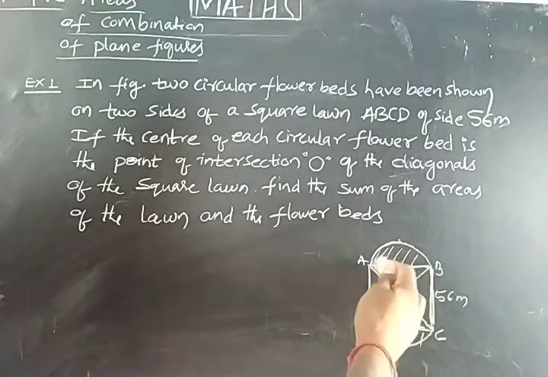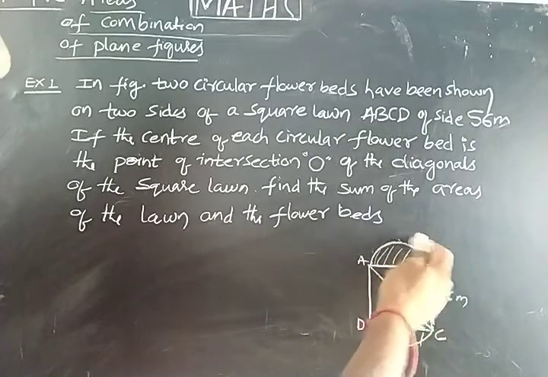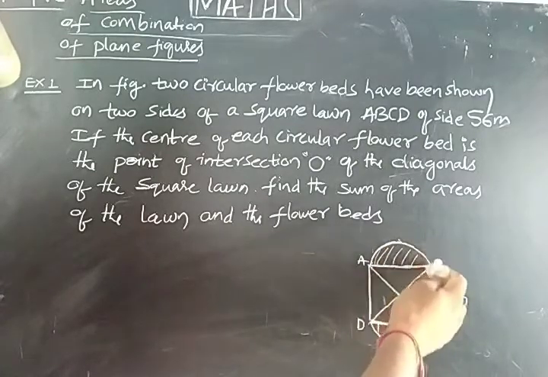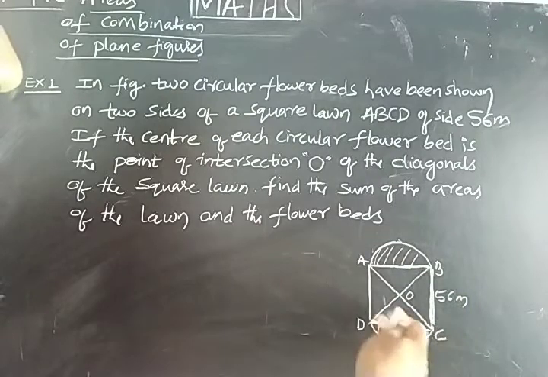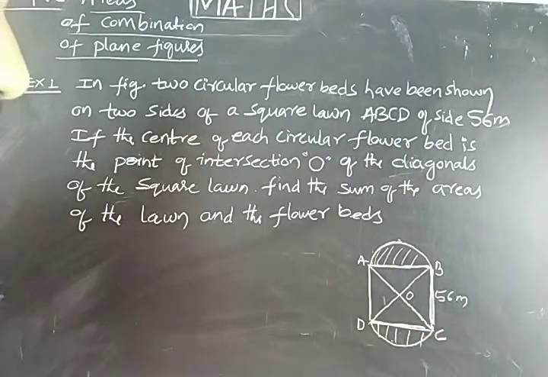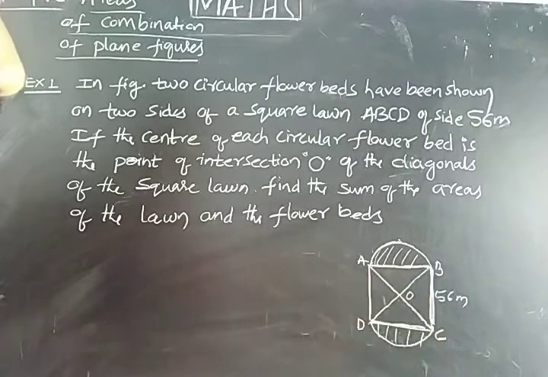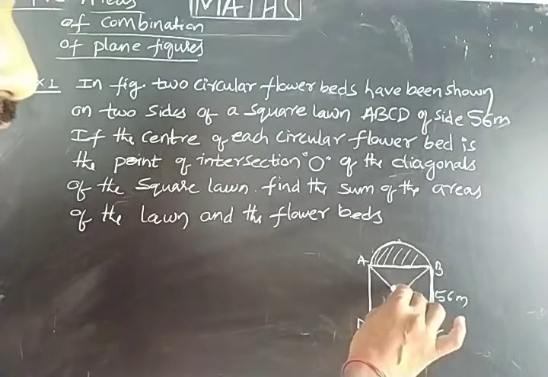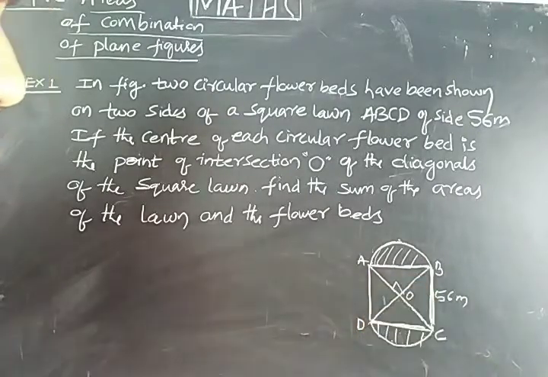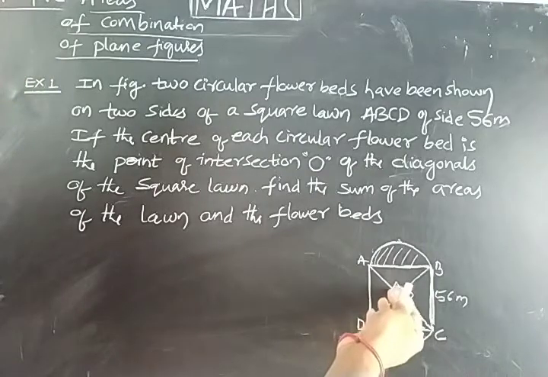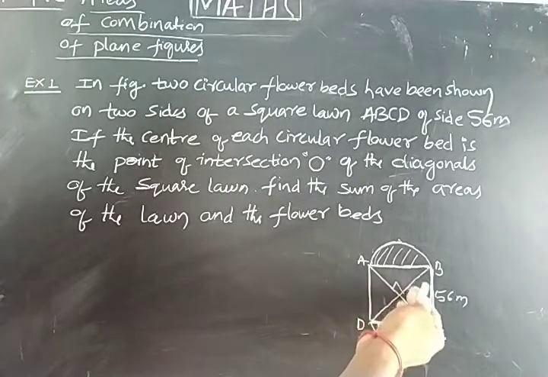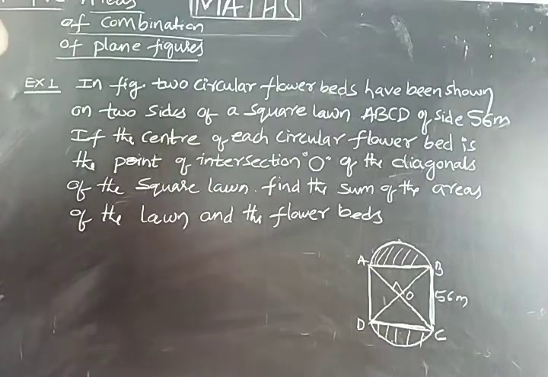ABCD is a square, and we have two circular beds. On the AB side we have one circular bed, on the DC side we have one circular bed, right? O is the intersection point of the two diagonals, and in the square we know that diagonals are perpendicular. So everywhere this will be 90 degrees, this will be 90 degrees, this will be 90 degrees, right?